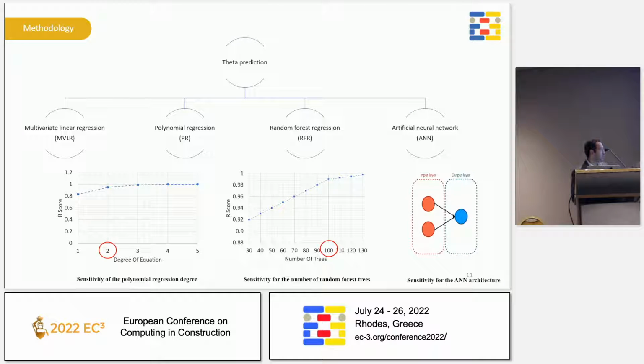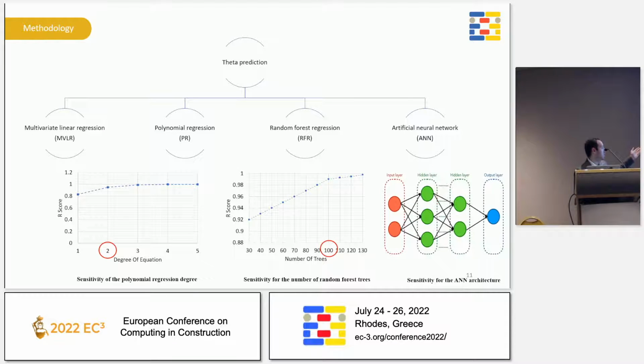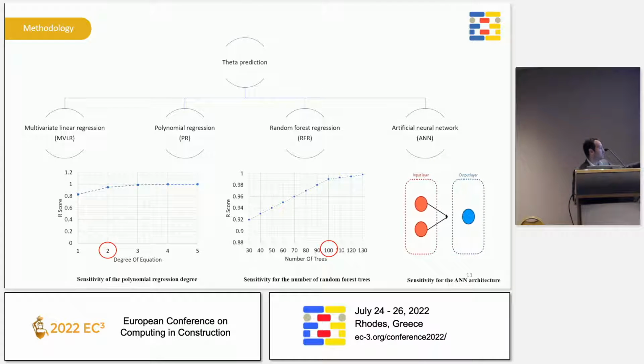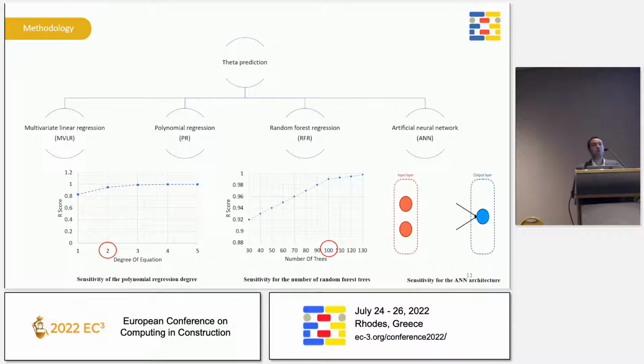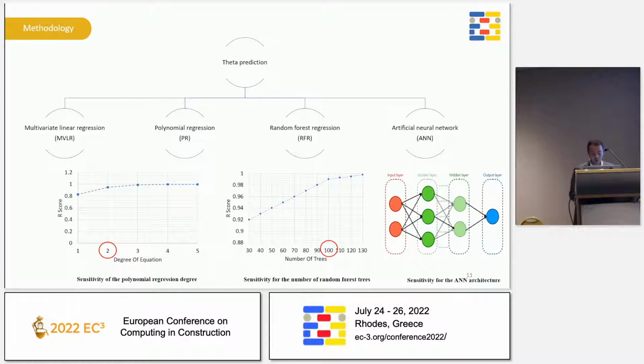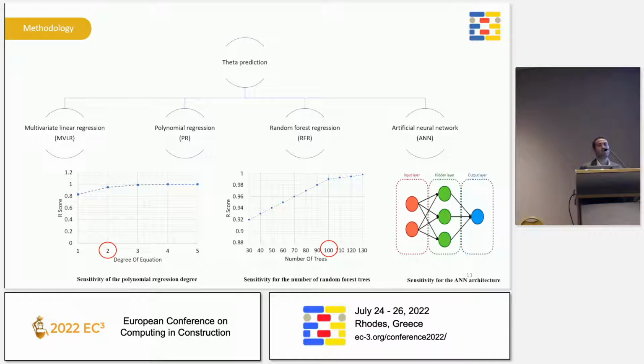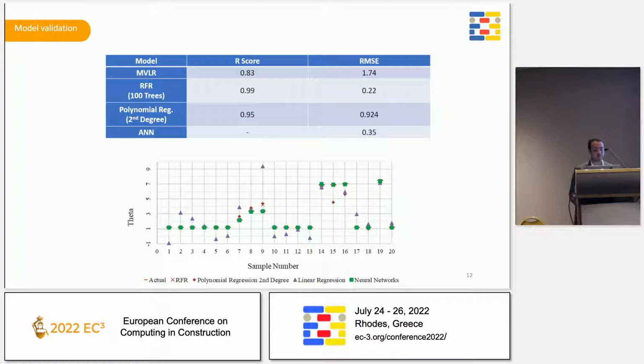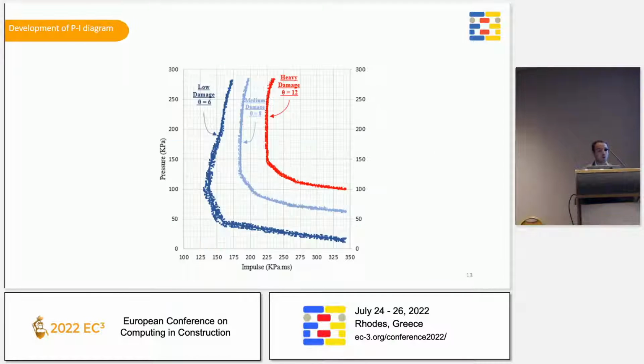For the multivariate and polynomial, we developed a sensitivity analysis for the polynomial. We found that the second degree was most efficient, as it gave us almost a similar R score to the other ones. And as for the random forest regression, we found that 100 trees would give us the best one. As for the artificial neural networks, we developed 30 architectures for the neural networks, and we picked the best one, which gave us a root mean square error for the artificial neural network of 0.35, which we used later on.